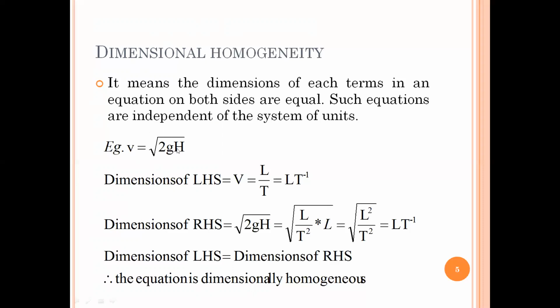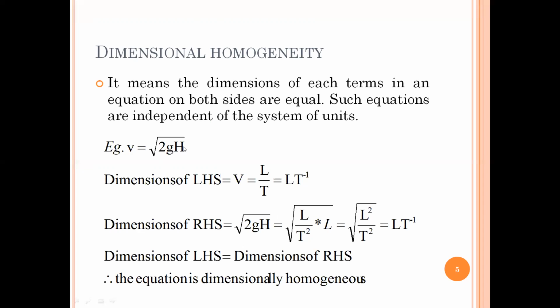I've taken a simple example: V is equal to root 2gh. Coming to the left hand side, I'll first check the unit. The unit is meter per second. Meter is length, per second is time. So the dimension of the left hand side is L by T, that is L T to the power minus 1. Now coming to the right hand side, 2 is a constant and does not have a unit. G is acceleration, and the unit is meter per second square. Meter is length, second square is time square. It's coming under root.